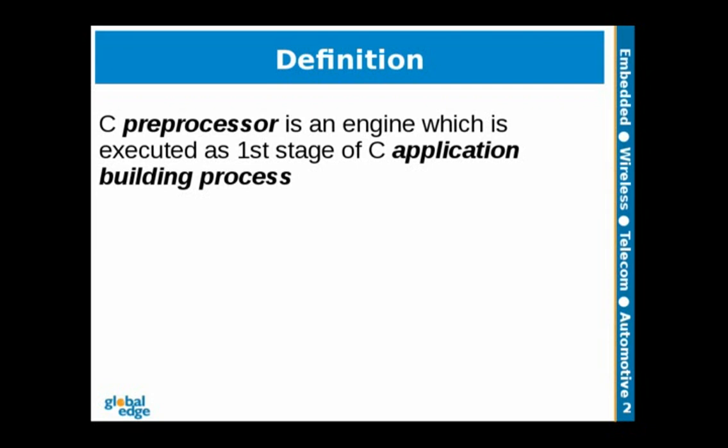We have carefully coined the term application building process because the building process includes pre-processing, the compilation process, and then the linking phase, right? Some books may place pre-processing as part of the compilation process, and also linking as a compilation process. That is very incorrect. So if you have come across that kind of learning, please unlearn it.